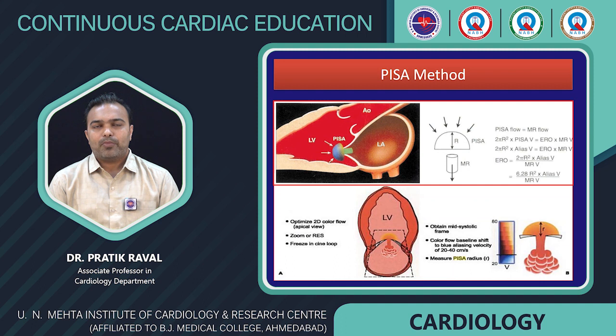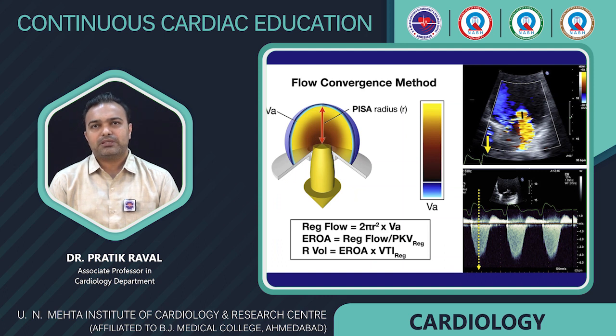So to obtain the ERO with the PISA method, the apical 4-chamber view is used. The color frame is chosen according to the maximal MR jet velocity in continuous wave Doppler, and zoom mode is usually used to obtain better PISA. Once the frame is selected, the color baseline is lowered in the direction of the MR jet to around 20 to 40 centimeters per second, and when the color flow shifts from yellow to blue, at that point we measure the PISA radius from the mitral valve tip to the hemisphere. So this is how the frame is selected.